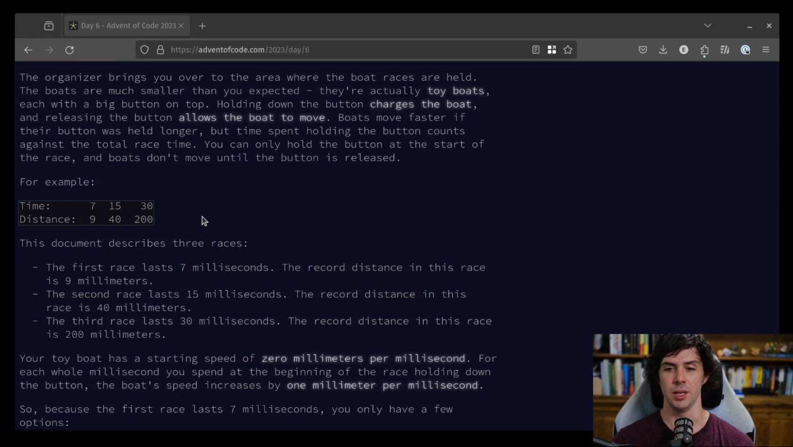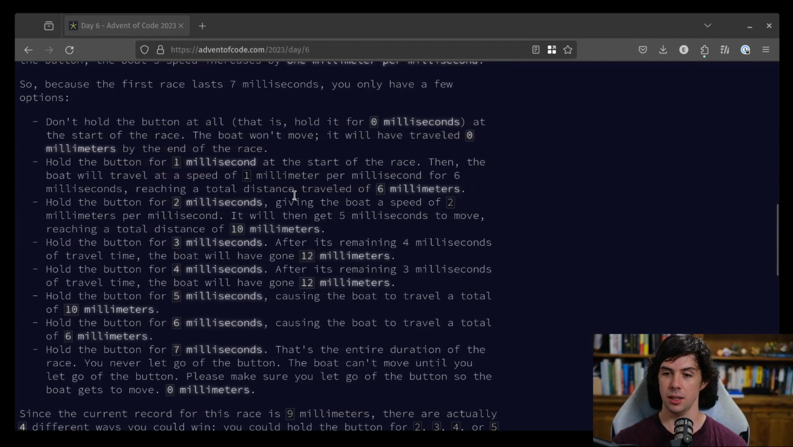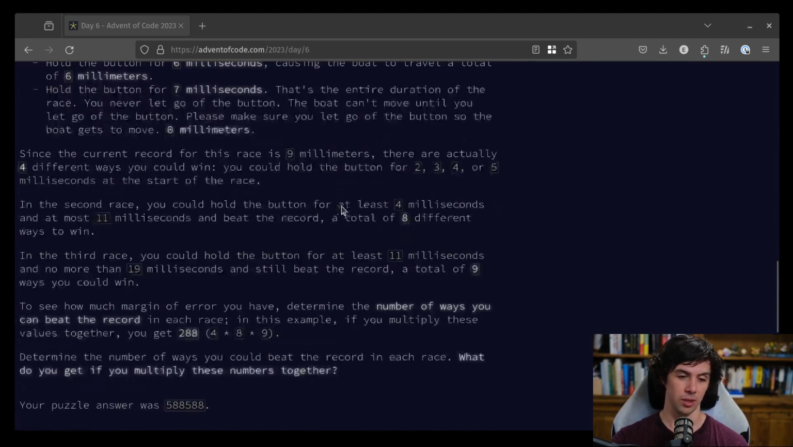Everything in this problem is millimeters and milliseconds, but we got 3 races here. One that goes for 7, one that goes for 15, and one that goes for 30 milliseconds. And we've got to try and beat these records. So there's a little bit of an explanation here about, hold it for 0 seconds and it doesn't move, so nothing happens. Hold it for 1, it moves for 6 seconds. It's pretty basic stuff. I'm not going to bother going through all this.